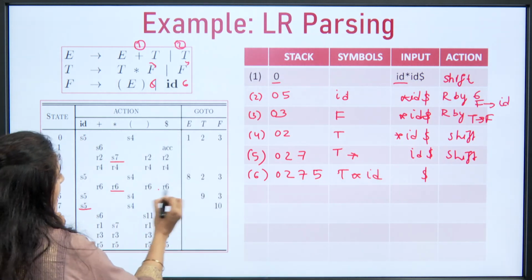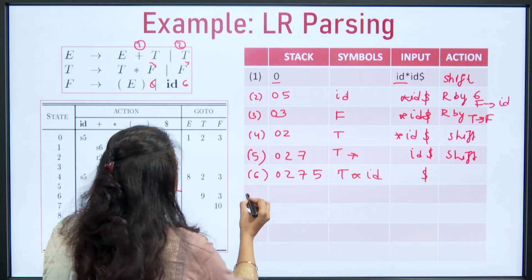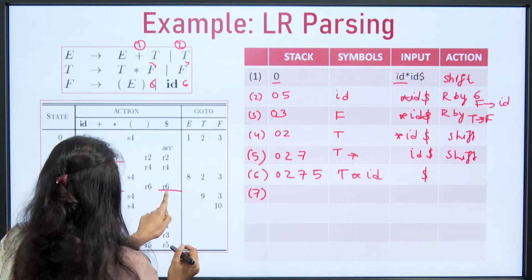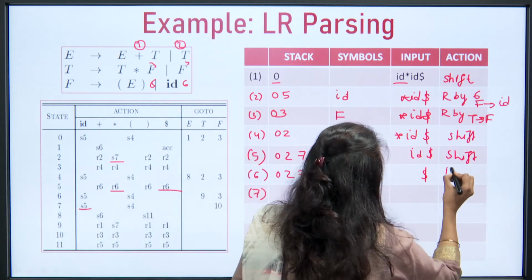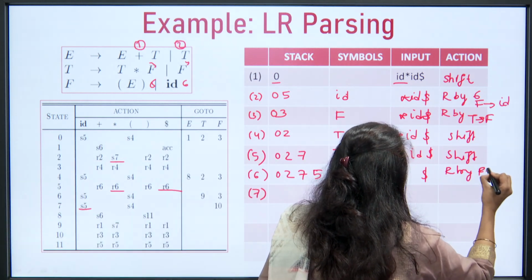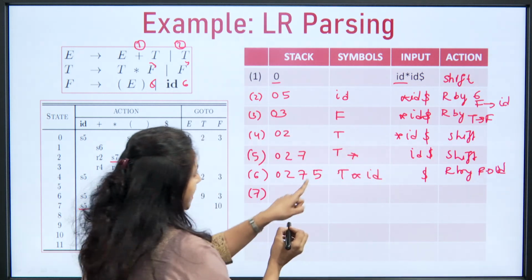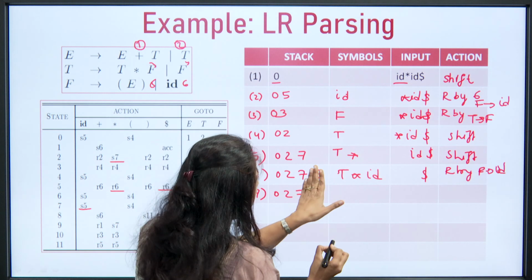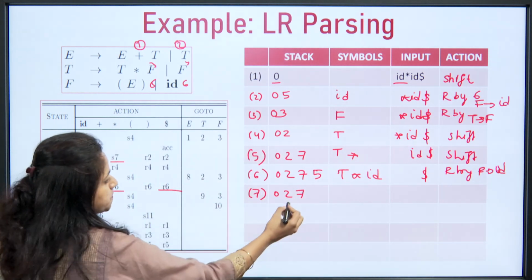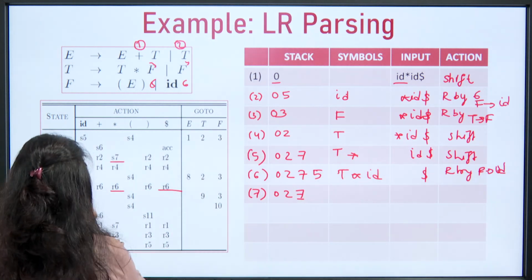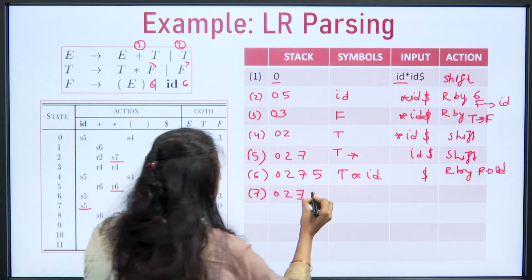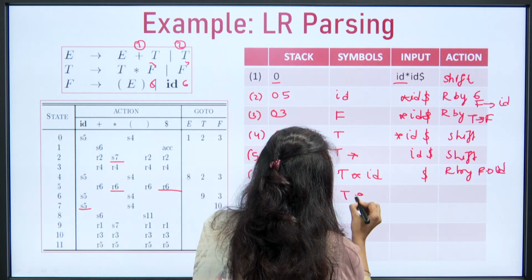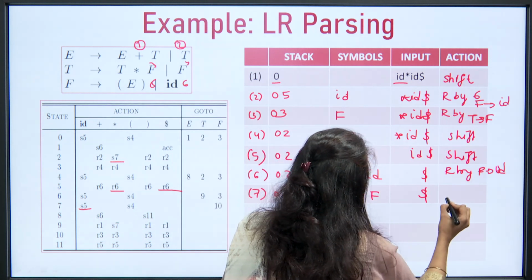With respect to 5 and dollar, reduce. So, reduce means reduce using 6. So, this is reduce by F to ID. The length of ID is 1. So, we will pop one symbol, the exposed state is 7, with respect to 7 and F we have 10, and this will be T multiplication F, no change here.